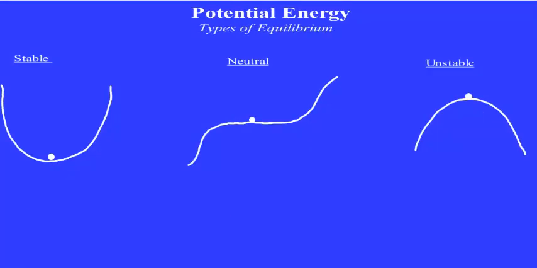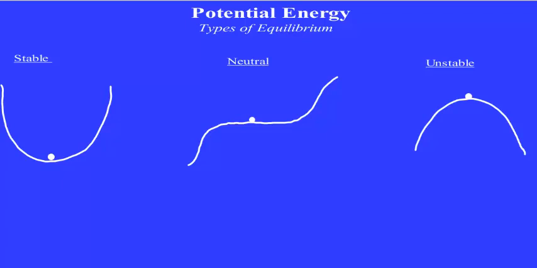The last thing we want to look at today is something called types of equilibrium. So when you have a potential energy function, there are areas where the force on the object will be zero. But what we want to look at is whether that equilibrium is stable or not stable. So what we have here is a marble in three different configurations: one stable, one neutral, and one unstable.